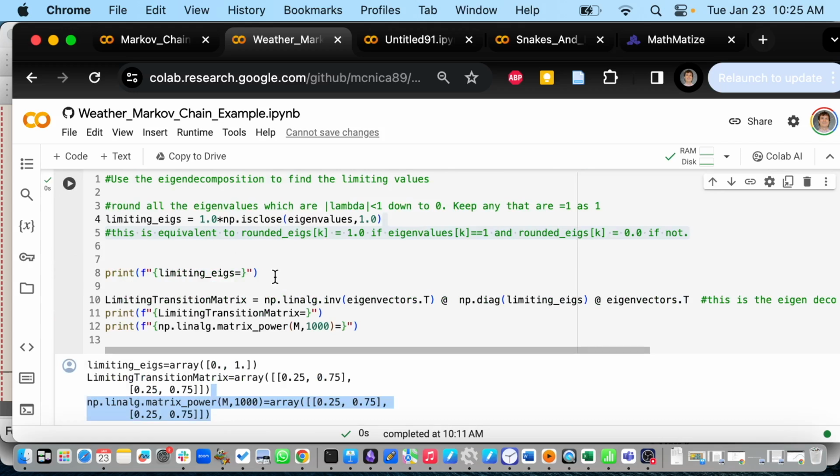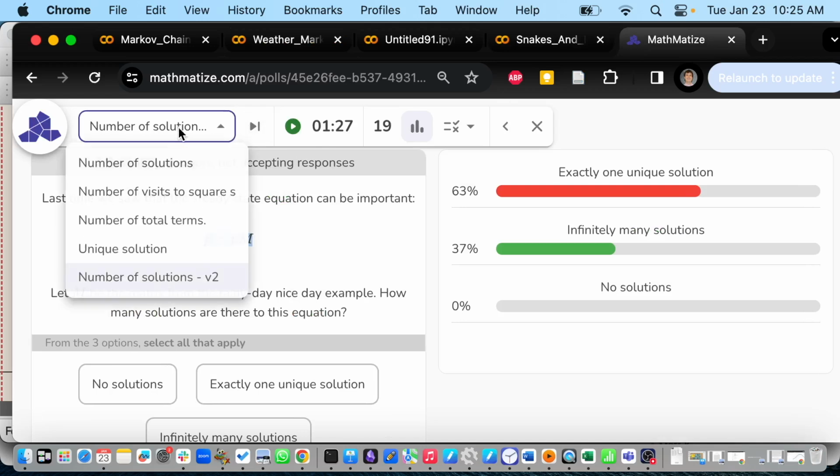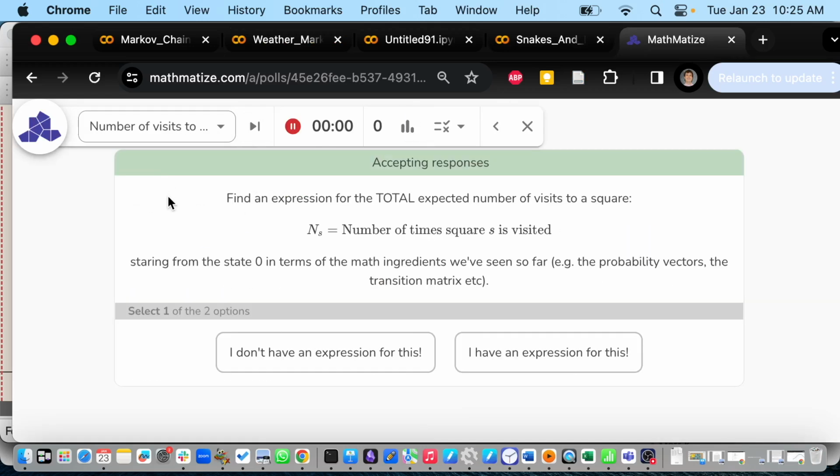Okay, so let's finally move on to where I've promised we would go for a long time, and we're finally going to do it today, I promise. We are going to answer the question: how many visits are there to each square? So the number of times you visit. We're going to use this to answer how many rolls until you get to the end of Snakes and Ladders.